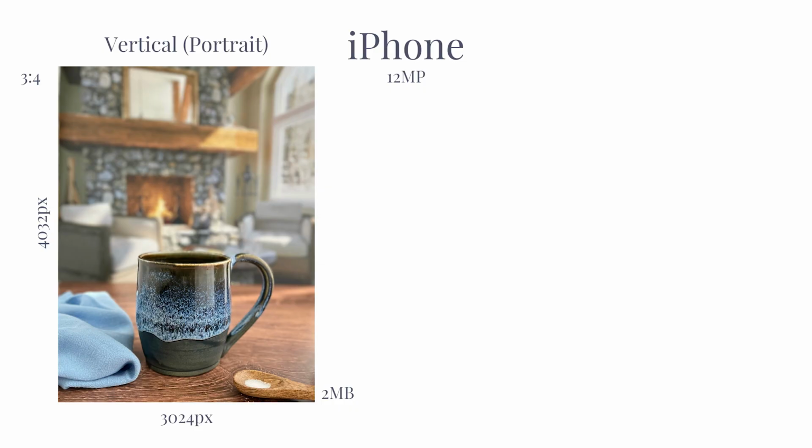Depending on the camera you have and how you use it, your camera will produce an image that has a defined shape. This is called an aspect ratio. Your image will contain a certain number of pixels with a specific file size. Take the 12 megapixel iPhone, for example. When shooting vertically, also referred to as portrait, the iPhone will produce an image with an aspect ratio of 3:4 with pixel dimensions of 3024 by 4032 and a file size of approximately 2 megabytes.